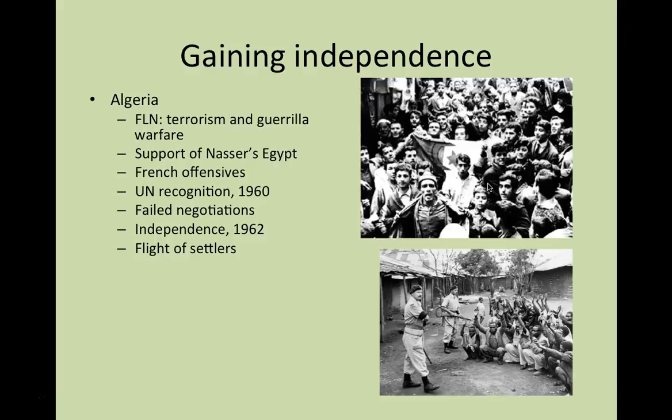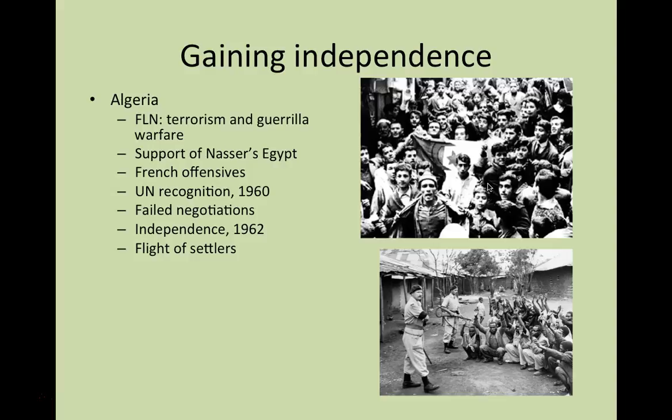The UN in 1960 granted recognition of Algeria as a country that had a right to independence, and there was a great deal of international pressure placed on France. Even after that, it took 2 more years to finally negotiate the terms of independence, all the while violence was ongoing.